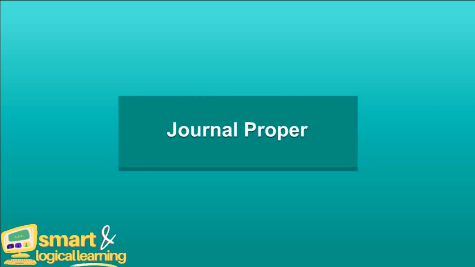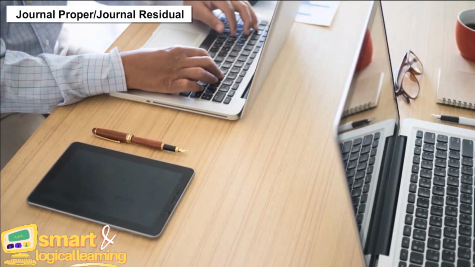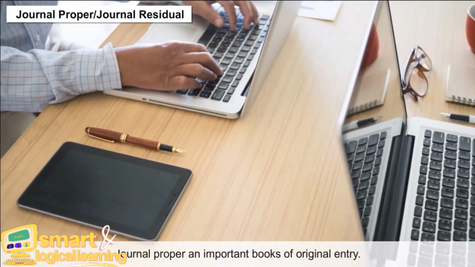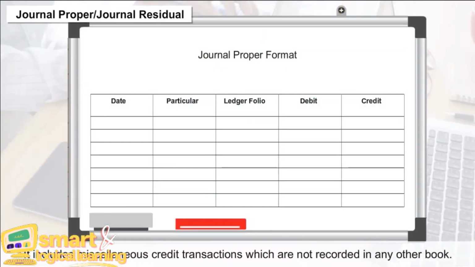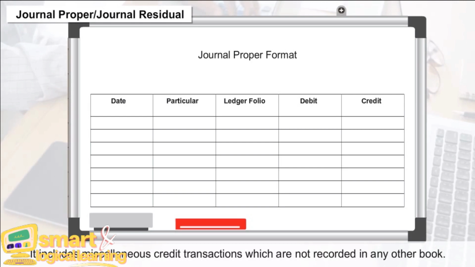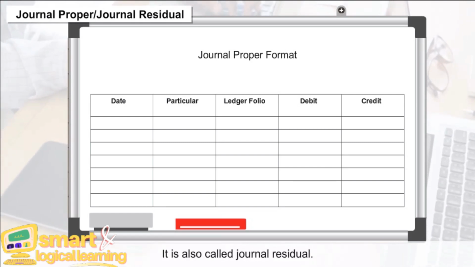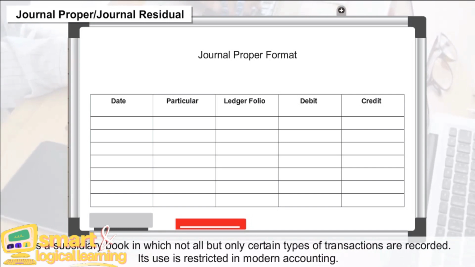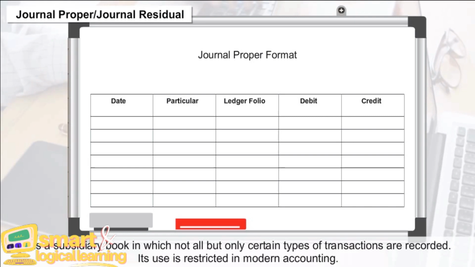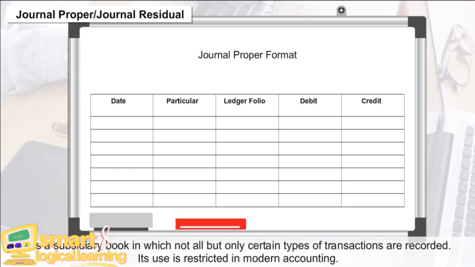Journal proper. Journal proper, or journal residual, is one of the important books of original entry. It includes miscellaneous credit transactions which are not recorded in any other book. It is also called journal residual. It is a subsidiary book in which not all but only certain types of transactions are recorded. Its use is restricted in modern accounting.